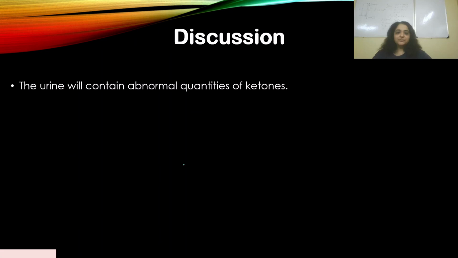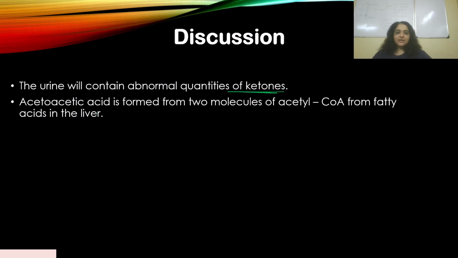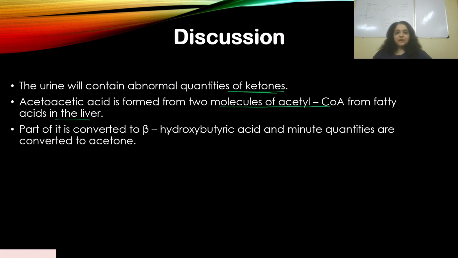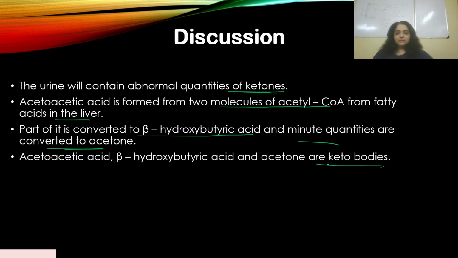Let's go to the discussion. So urine will contain abnormal quantities of ketones. And the acetoacetic acid, I've already told you, is formed from two molecules of acetyl CoA from fatty acids in the liver, and part of it is converted to beta hydroxybutyric acid. Minute quantities are converted to acetone. So these are the keto bodies. You can note this down. This will be helpful for you to answer any questions related to starvation. All right, so clear. Let's move on to the next question.